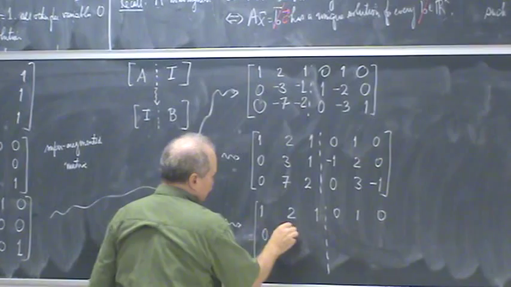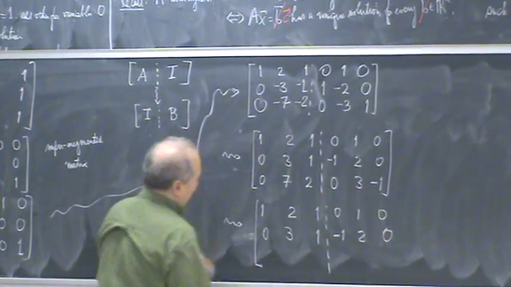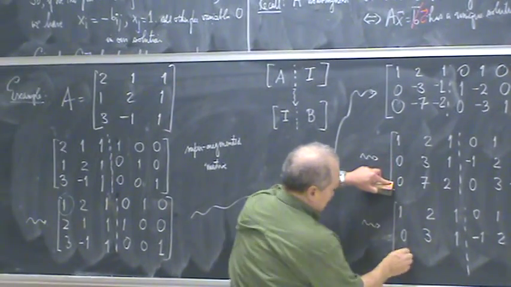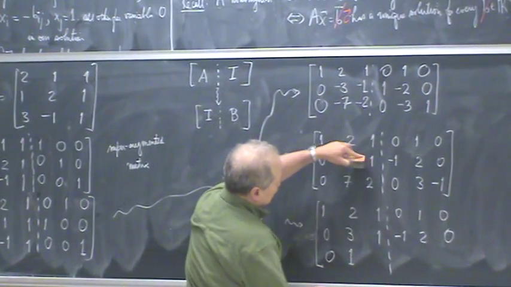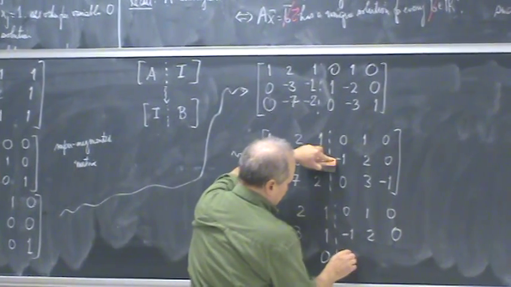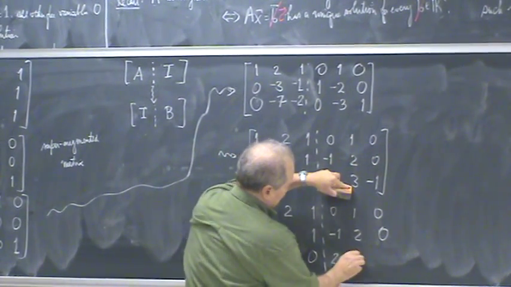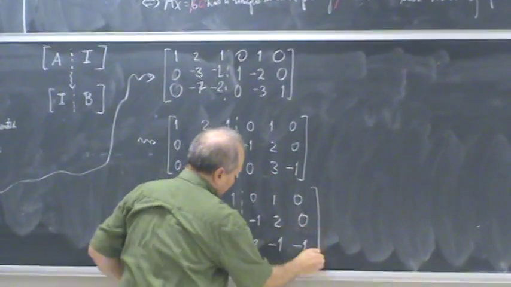So I'll leave the third row the same, the second row the same for the moment, and then I'm going to add negative twice this to this. 0, 1, 0, -2 of these, -2 of these plus this. Looks like I have that.